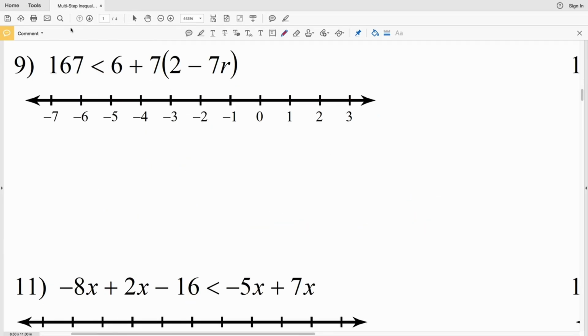In this video, we're going to continue the multi-step inequalities worksheet, beginning with number 9 and ending with number 16. And in the following video, the third video of this worksheet, we'll finish it out.